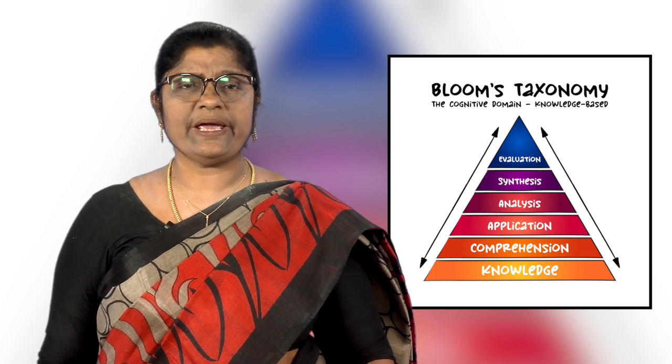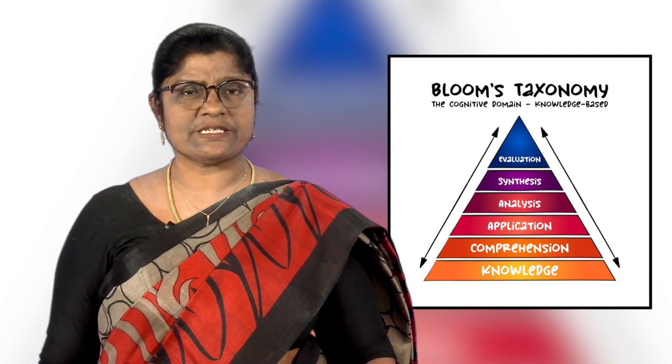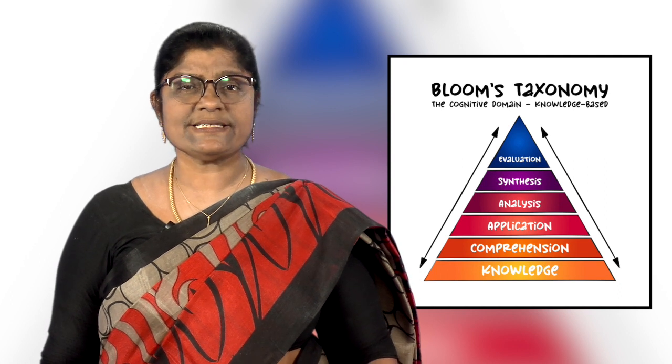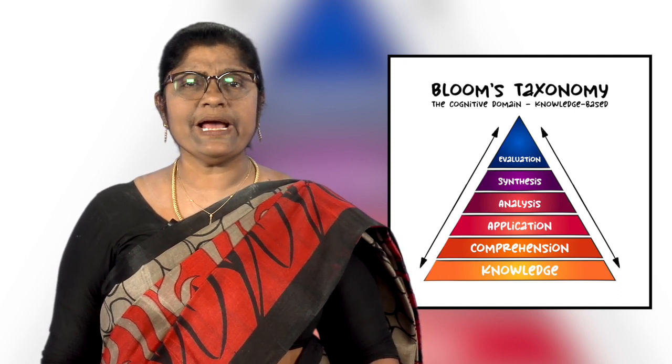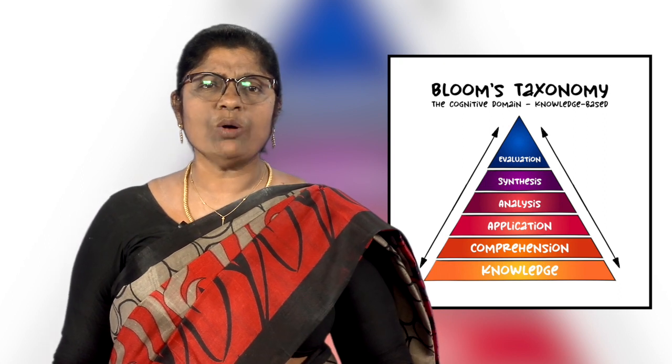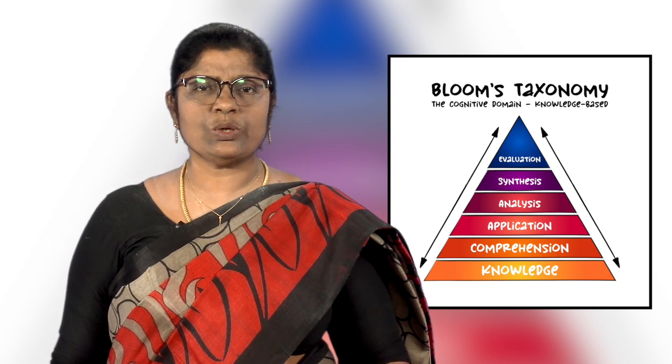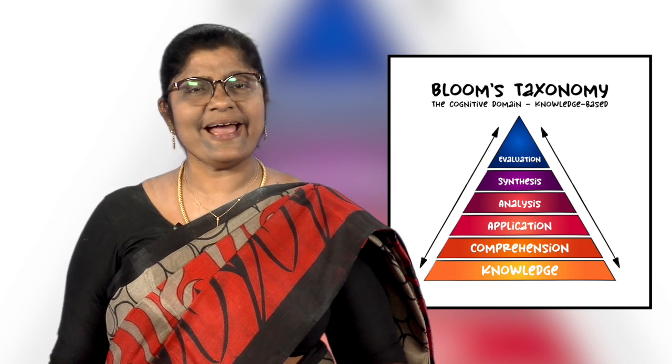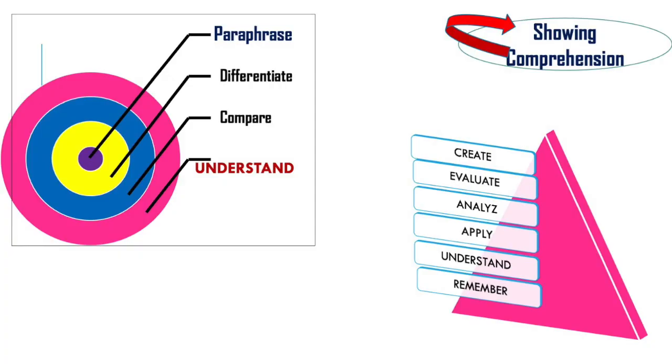Understand involves showing comprehension of a given concept or fact, such as explaining why a chemical reaction occurs. Learning outcome verbs for this level include compare, differentiate, and paraphrase.